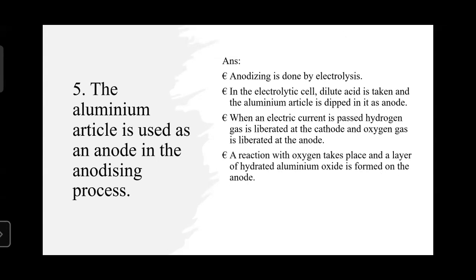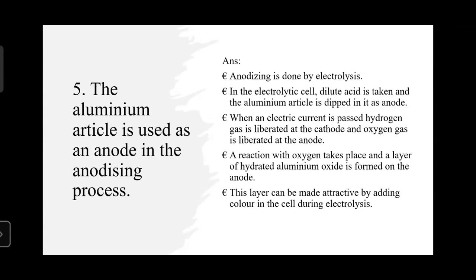There is a reaction between oxygen and the anode, and a layer of hydrated aluminum oxide is formed on that anode. Now we have already kept the aluminum article as an anode. Therefore, this layer can be made attractive by adding any color to the cell.